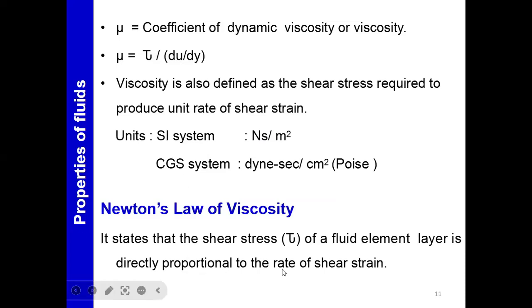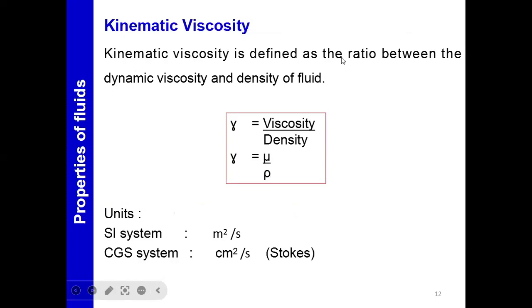Now Newton's law of viscosity states that the shear stress tau of a fluid element layer is directly proportional to the rate of shear strain. This is actually Newton's law of viscosity. And kinematic viscosity is defined as the ratio between the dynamic viscosity and density of the fluid. The CGS unit is Stokes.